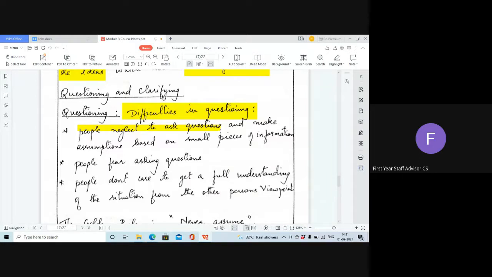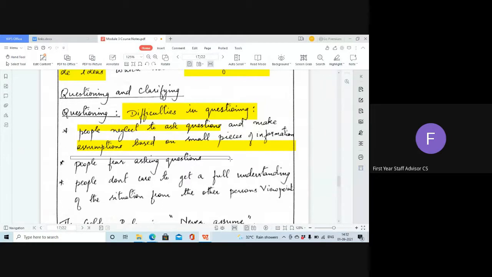Because they make assumptions based on some pieces of information. They just assume things on their own, and they think that their assumptions are correct. By assuming things, maybe their assumptions might be wrong, so they will be gathering wrong information by attending classes. If you ask questions without making assumptions, then you will clearly understand what is being taught. Okay, so don't assume anything. If you have any doubt, just ask questions.